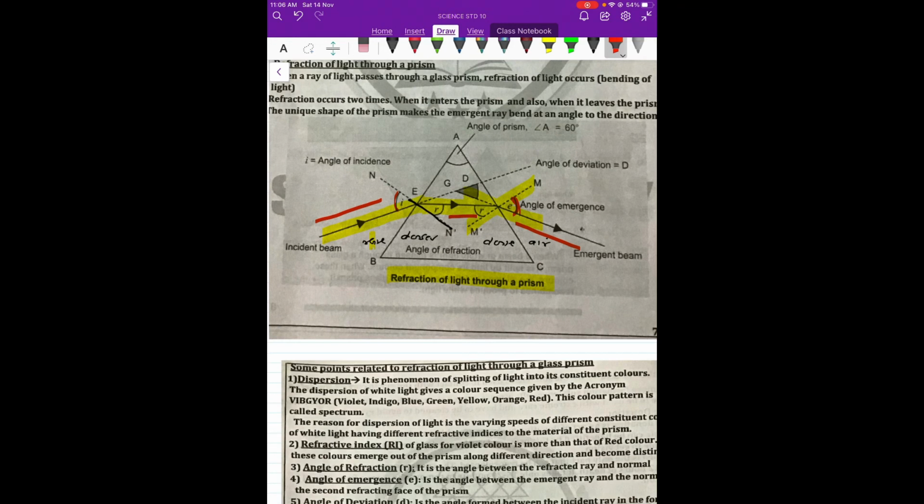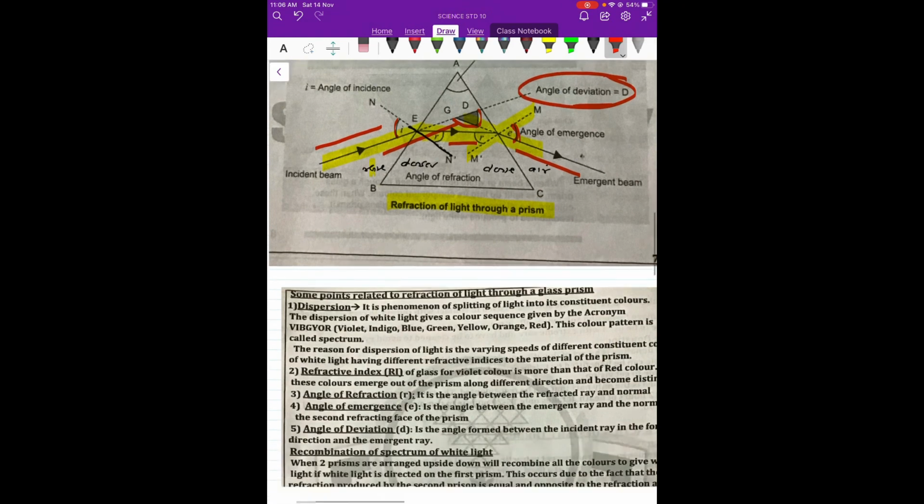Now in totality, if the incident beam is coming like this and coming out like this, this is called the angle of deviation. This is the angle of deviation. So this is what we should be knowing. This diagram is important, and we should know the incident ray, angle of incidence, angle of refraction, the refracted ray, when it comes out the angle of emergence and the emergent ray, and in totality the angle of deviation. When it comes out, there is definitely an angle.